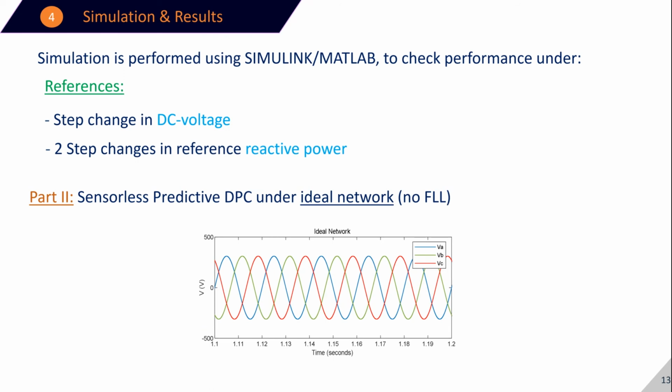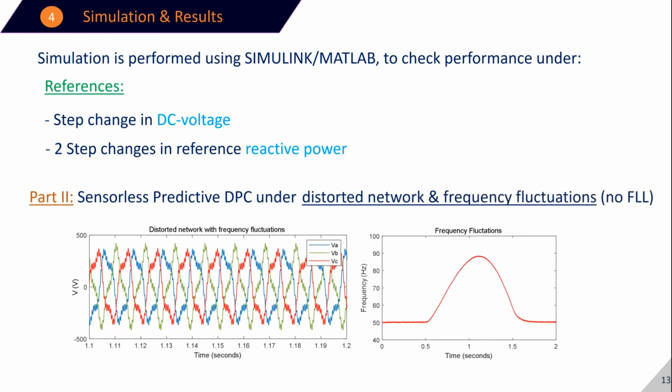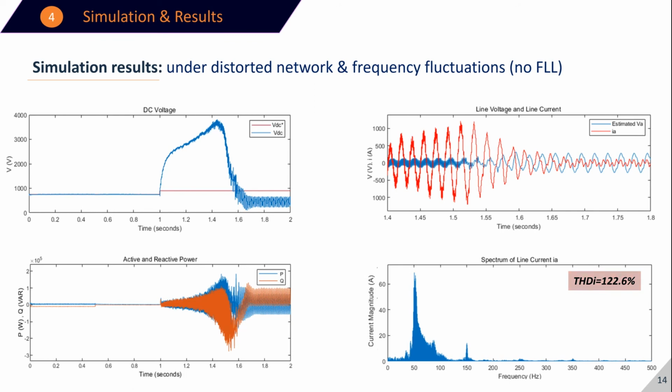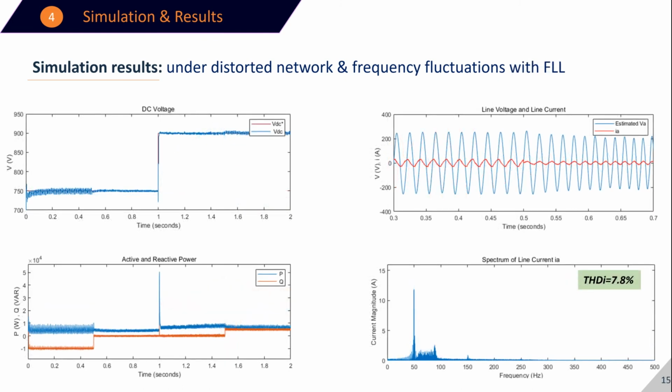In the second part, we tried it with a distorted network with frequency fluctuations. The results this time have turned into complete chaos. Now we try to see the effect of FLL on the circuit, keeping the same distorted network with frequency fluctuations. Just by eye inspection, we can see the huge improvement that FLL brings to the table. Now, naturally, the waveforms are not as good as those of the ideal network. DC voltage and active power ripples, as well as the line current distortions, have increased, but all within a tolerable range given the amount of disturbance injected into the network.